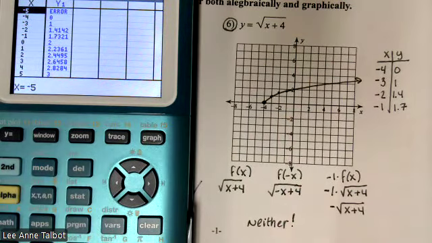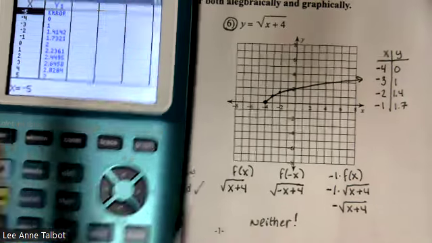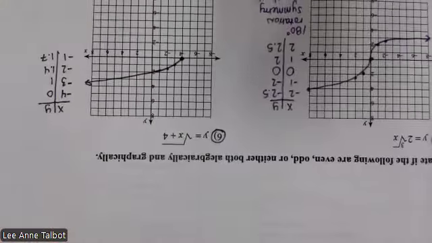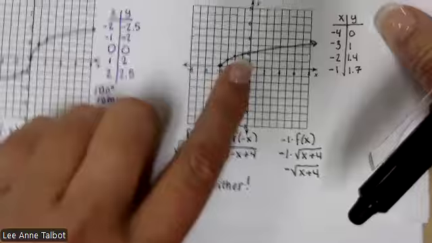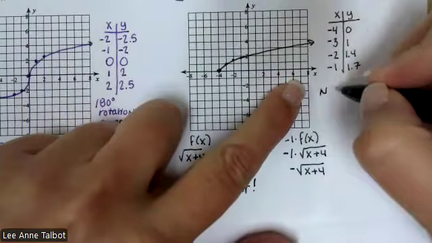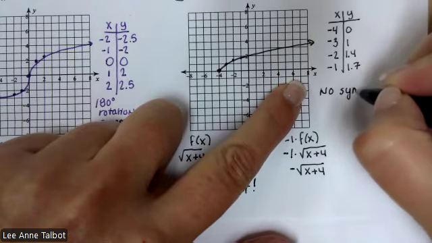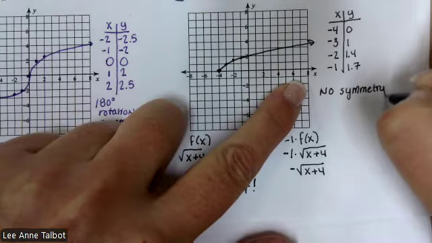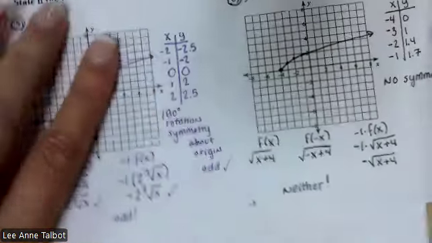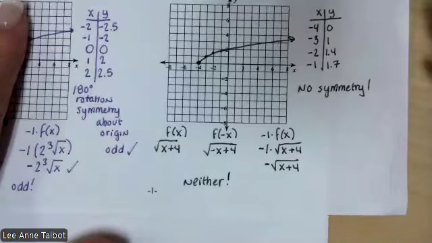Now this thing. If I fold my paper on the y-axis, will it match up? No. And if I turn my paper upside down, will it be the same graph that I had before? No. Okay, there's no symmetry here. So really, I could have concluded that it was neither just from the fact that it's a square root graph. They don't really have symmetry.